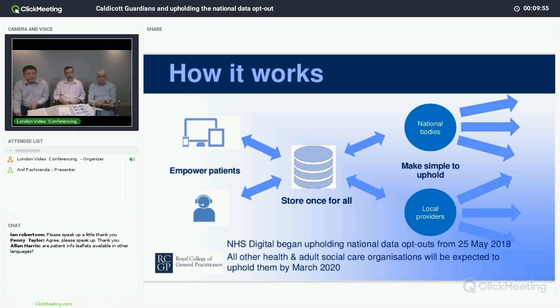And in the top left-hand corner, we've developed a website where patients can come to that website and set their preference. They need to specify some demographic details to identify who they are, but then they can go ahead and set their preference. But it's also about empowering patients who perhaps don't have access to digital services or feel uncomfortable using them.